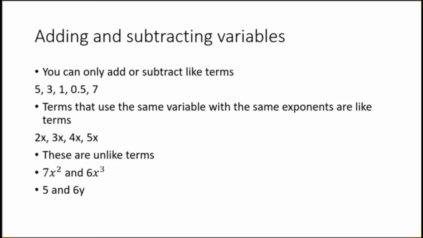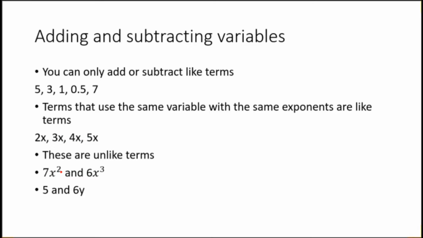These are examples of like terms. So like 5, 3, 1, 1/2, and 7. These are all like terms because they all don't have a variable. So meaning they kind of all have the same variable if they don't have one. These are all like terms because they all have an x to the first power, even though we don't write the 1.